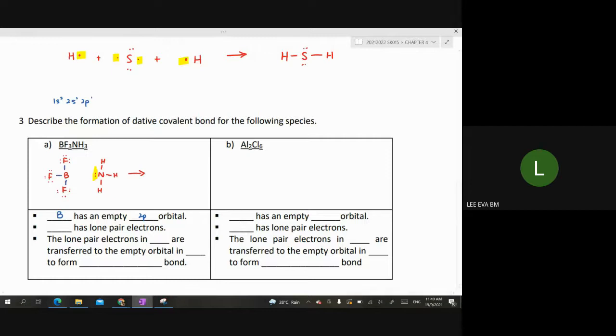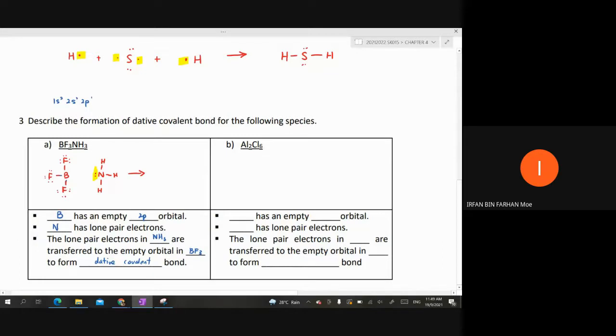Okay, and then in this case, the nitrogen has the lone pair electrons. So the lone pair electrons in NH3 are transferred into empty orbitals in BF3. Or if you want to write the complete sentence, you can say the lone pair in nitrogen of NH3 transfer to the empty orbital in boron of BF3 to form this dative covalent bond, dative bond or coordinate bond.